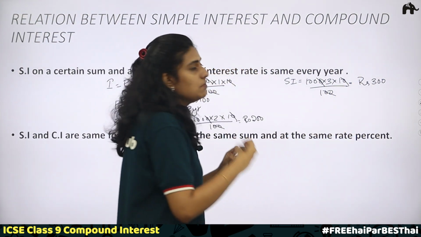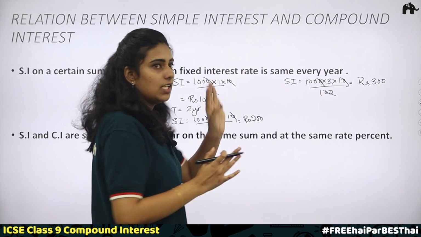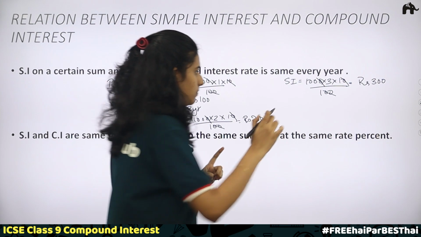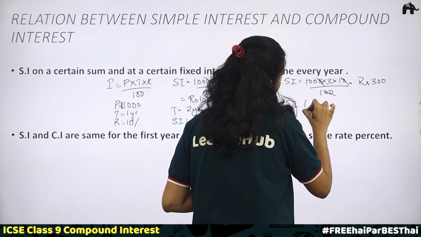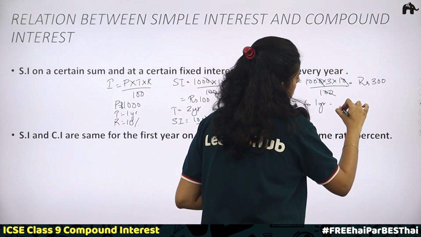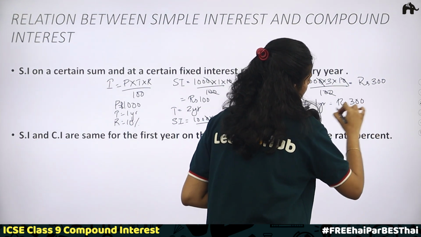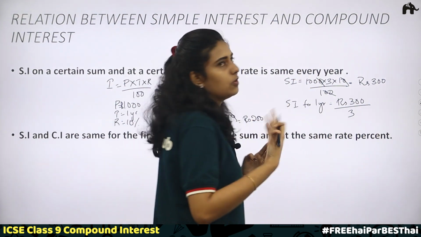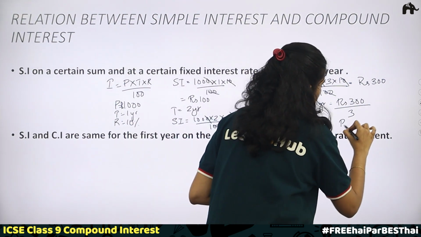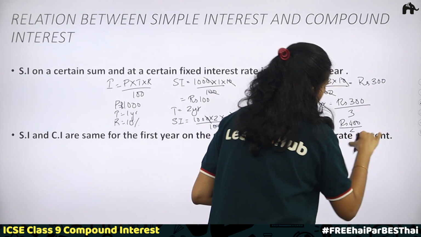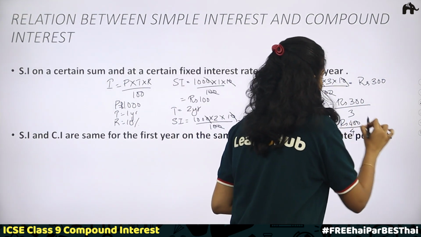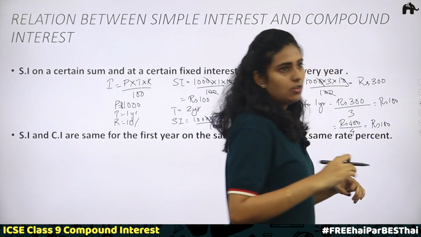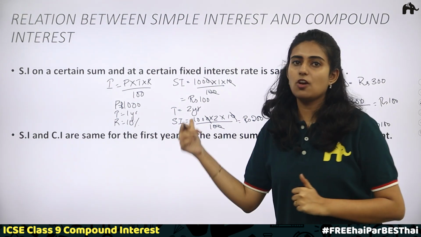Then to find the simple interest for 1 year, what can be done is, if you know it for 3 years, you just have to divide it by 3. So the simple interest for 1 year you can find just by dividing the simple interest for 3 years by 3. If you know the simple interest for 4 years, let's say it is rupees 400, 400 divided by 4, you will be getting the simple interest for 1 year. That is rupees 100. But when it comes to compound interest, you cannot find it in this way.